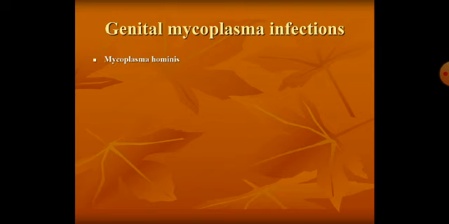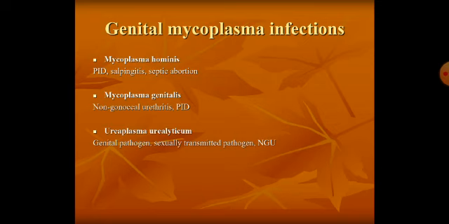Coming to the genital Mycoplasma infections. As we saw in the first slide, the table wherein it had different species. Among them, there are certain species which are particularly known to cause genital infections. So they are Mycoplasma hominis, which particularly affects the females, causing pelvic inflammatory disease, salpingitis, and also commonly causes septic abortions.